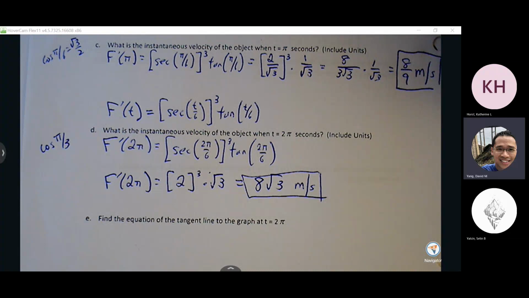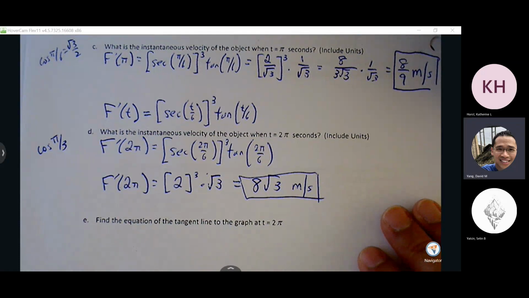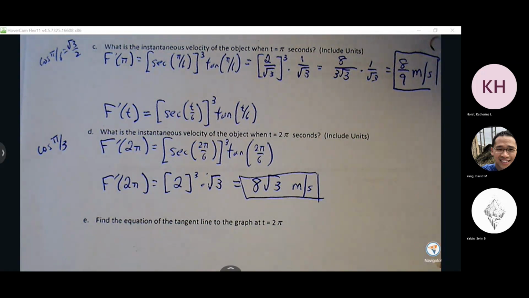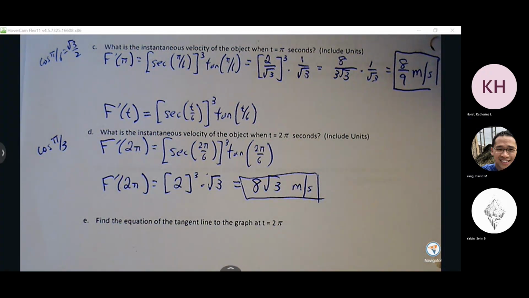Okay, part E. Find the equation of the tangent line to the graph at 2 pi. So tangent line equation, we need ordered pair, we need slope, so we have almost everything that we need. We still have to find our ordered pair at 2 pi. So we can insert 2 pi into the original function.